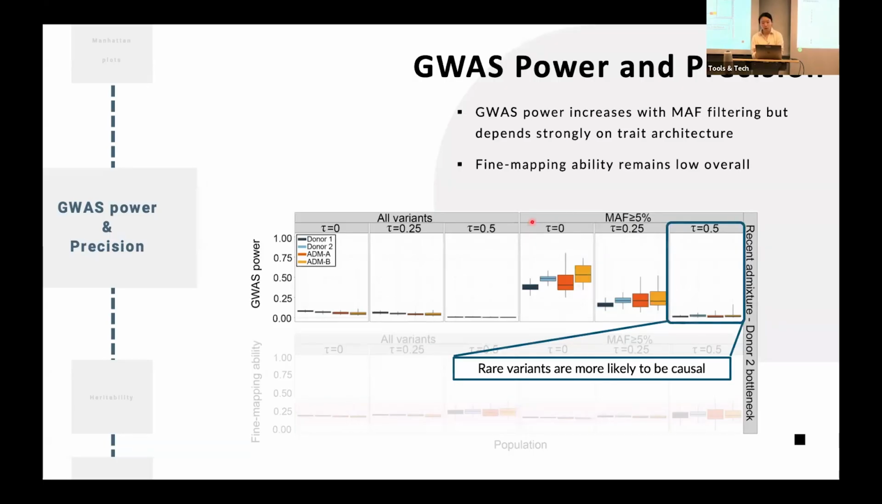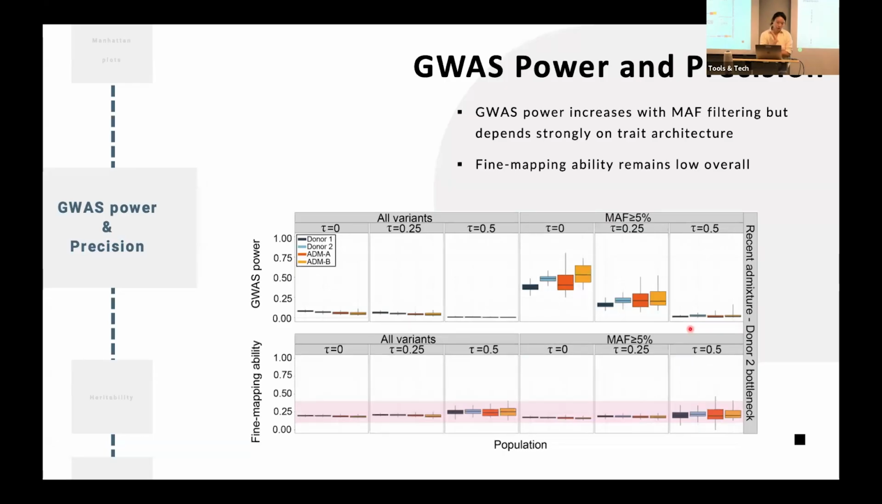But in contrast, if we look at the higher tau values, we see the GWAS power dropping sharply. These architectures resemble more of a disease kind of phenotype, like cancer, where the rare variants are more likely to be the true causal variants. Because the true causal variants are probably rare under this scenario, we don't have enough power to detect them.